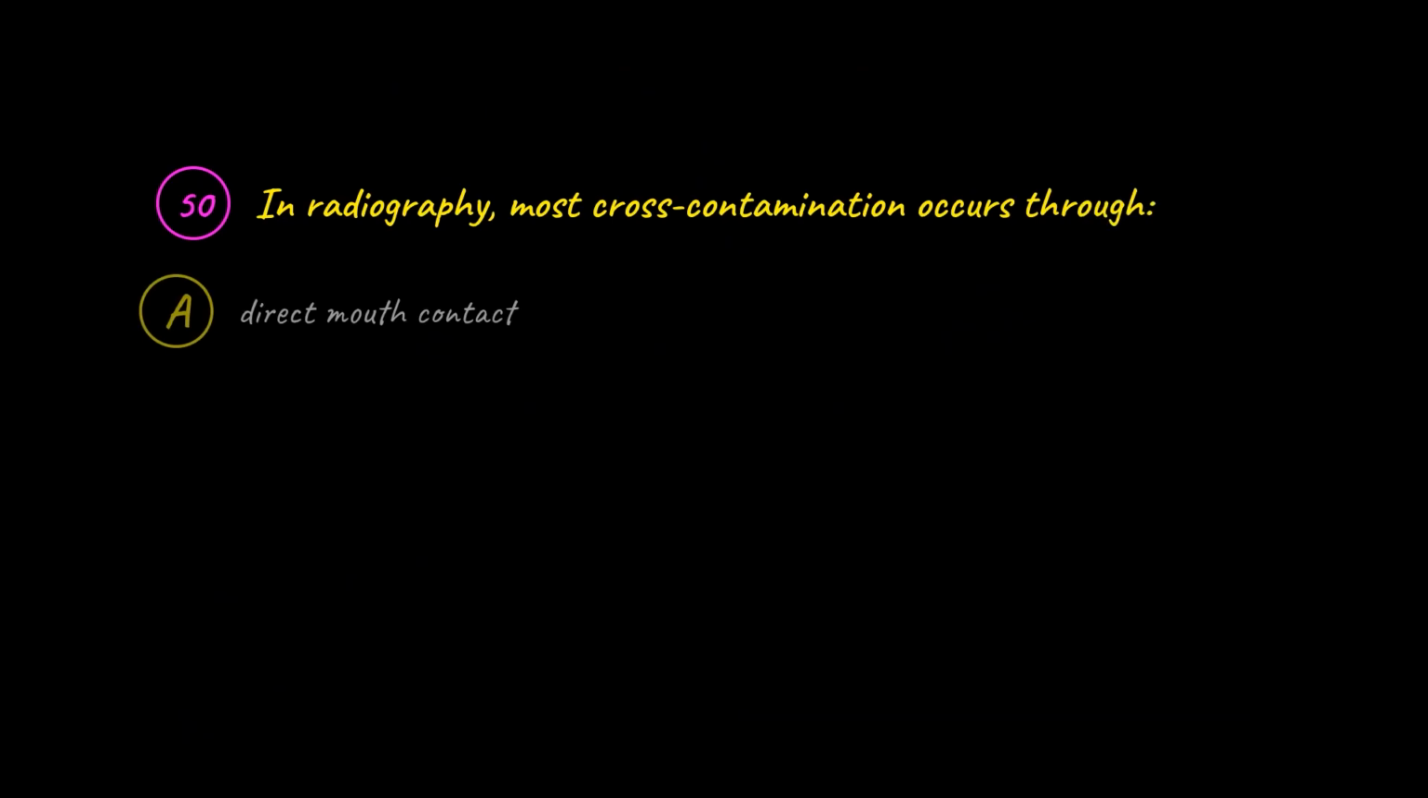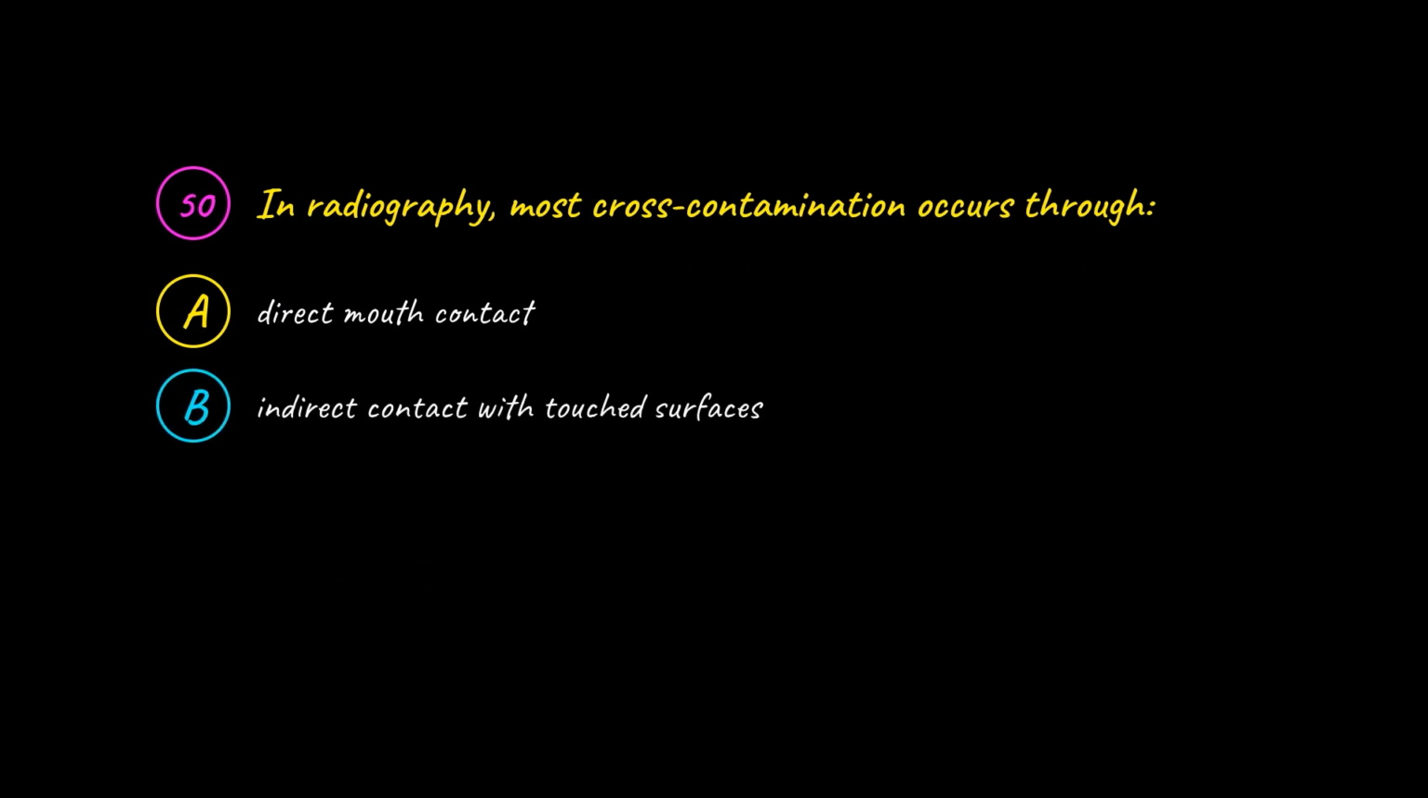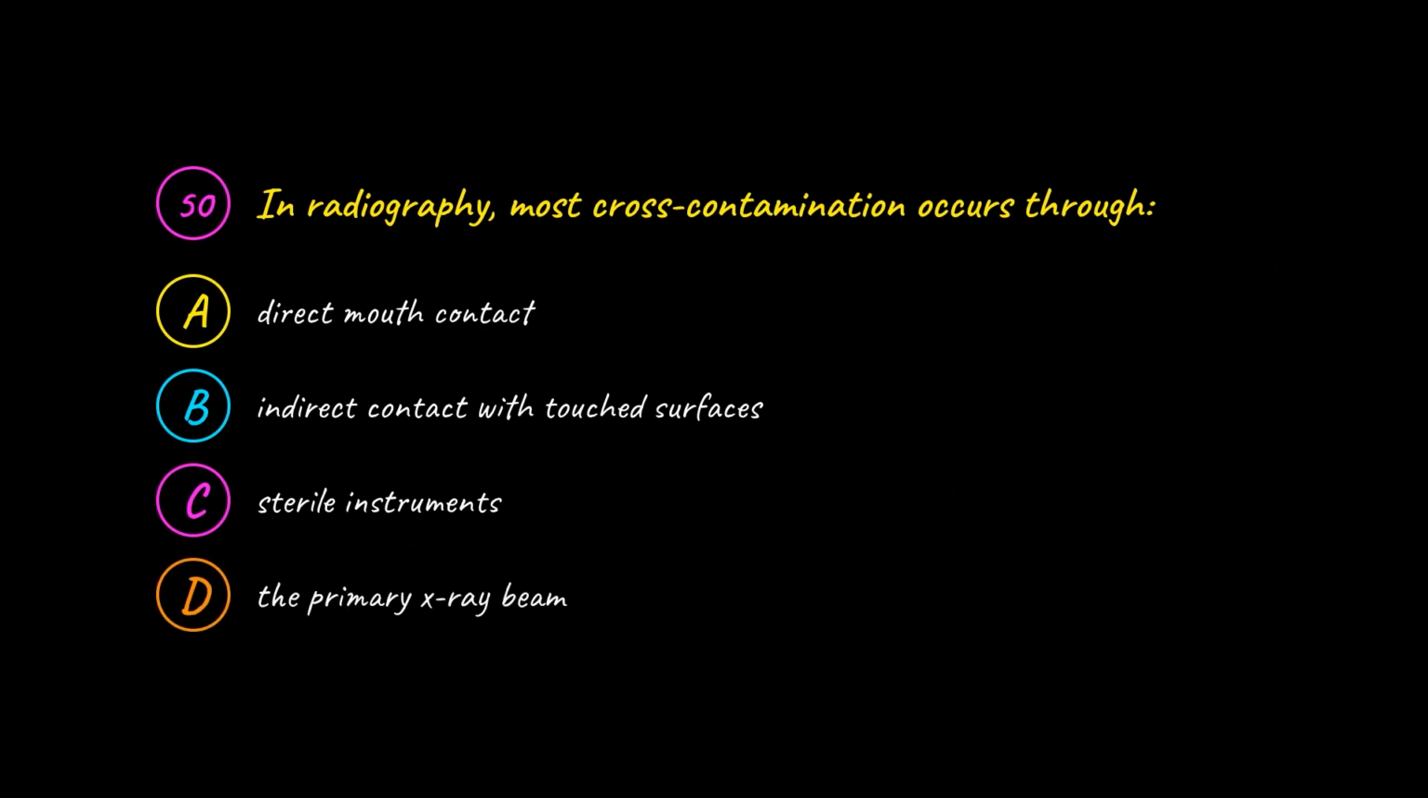Question 50. In radiography, most cross-contamination occurs through. Your options are A. Direct mouth contact, B. Indirect contact with touch surfaces, C. Sterile instruments, D. The primary X-ray beam. Take a second. Which answer would you pick?